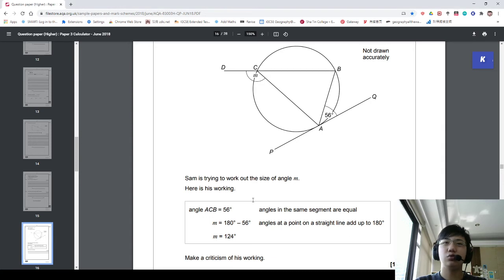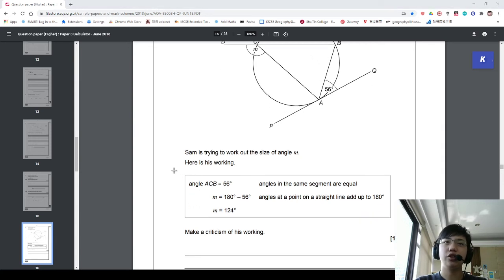And we need to make a criticism of his working. Like, what one criticism, so 1 mark.